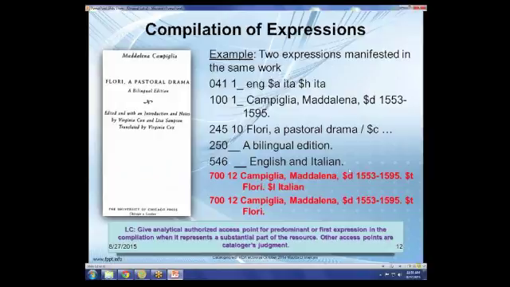Okay, the next one we've got here is considered a compilation of expressions. Now, in ordinary terms, we'd call this a bilingual edition, which is to say it contains two expressions of the same work, one in one language and the other in another. In this case, it happens to be English and Italian. So, first of all, you'll notice here field 041, which records this information in abbreviated form.